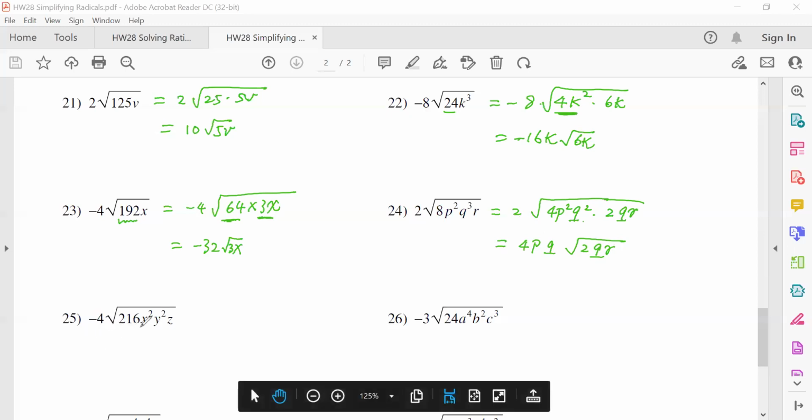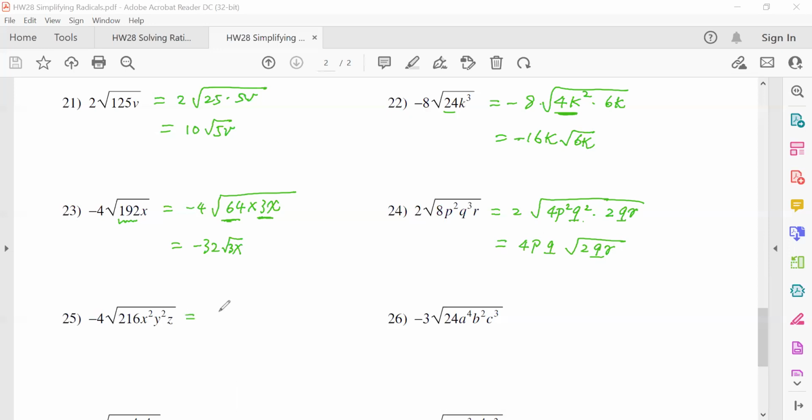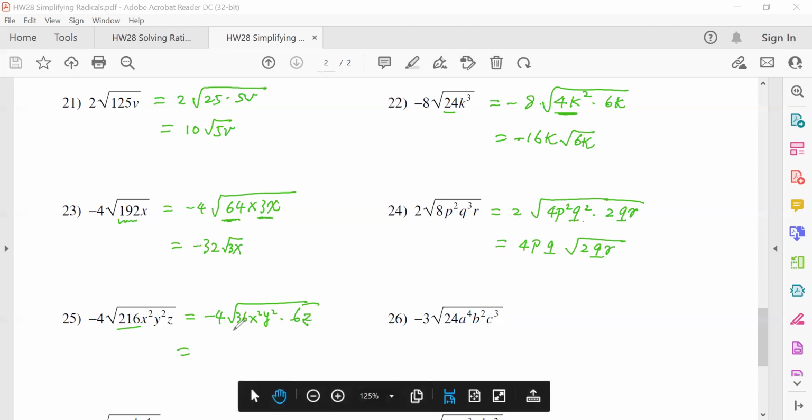Let's see the -4 here, 25 here. So -4 here. So we know this one is 36 times 6, right? So 6x squared y squared times z. So here it became 6xy. Became 24xy, right? All right, so the rest is 6z.